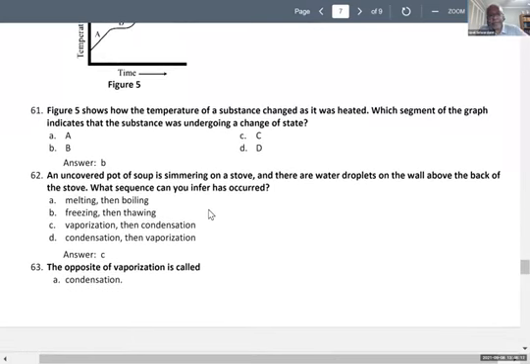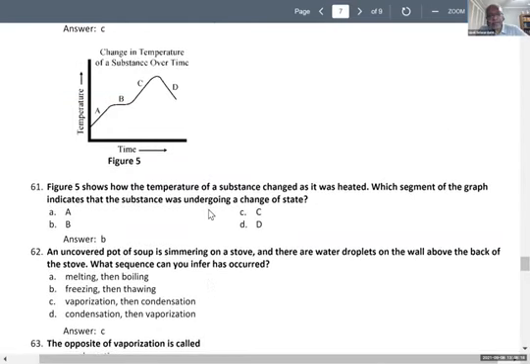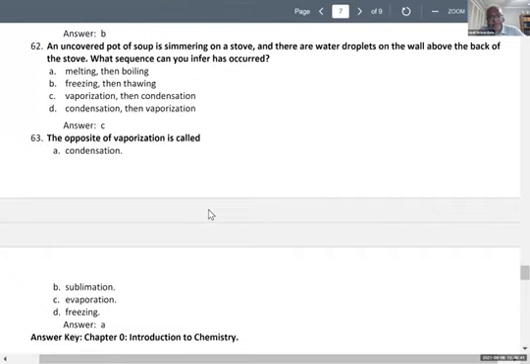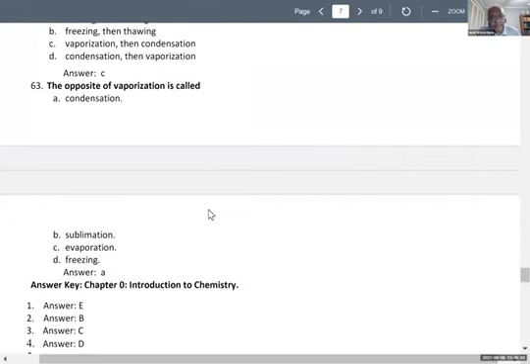Figure 5 shows the temperature of a substance as it was heated. See, you increase the temperature. When something is changing phase, like ice to water, the temperature remains the same. Those parallel lines in this diagram are changes of state. B is the answer. The opposite of vaporization is called condensation, A.